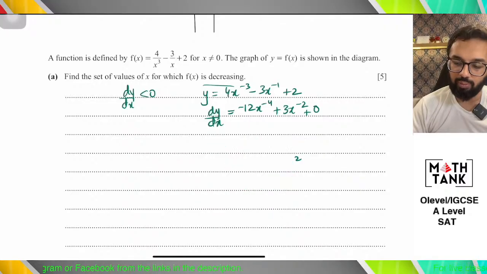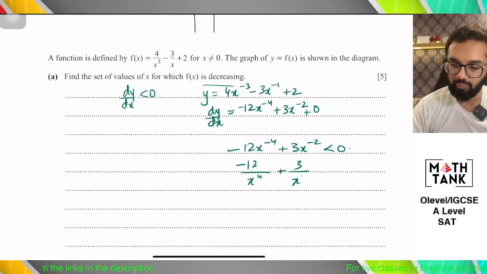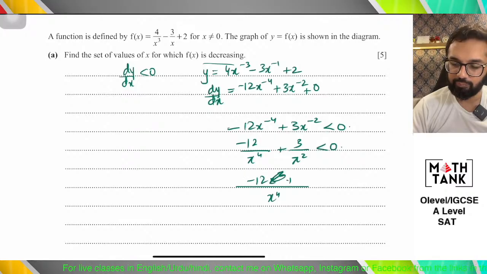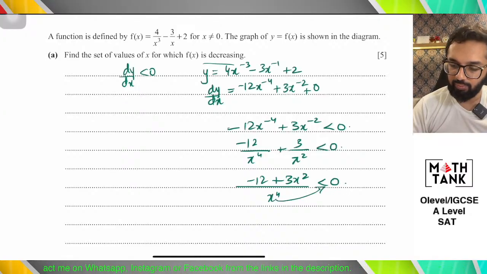Okay, now what did I have to solve for? I had to find the set of values of x for which this is decreasing. So minus 12x to the power minus 4 plus 3x to the power minus 2 is less than 0. So x to the power 4 in the denominator gets cross multiplied, so I have 3x squared minus 12 is less than 0.